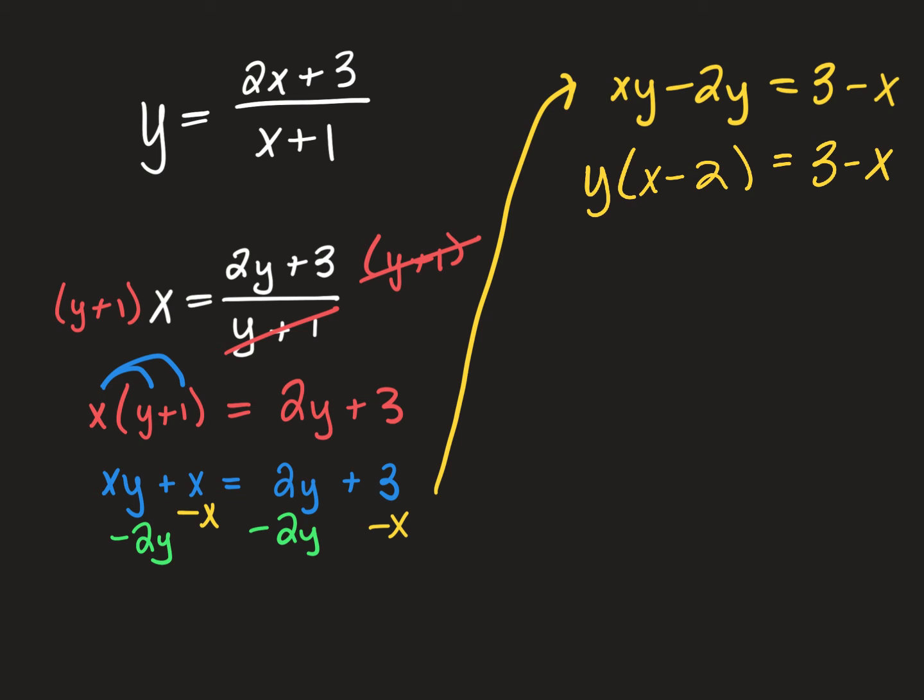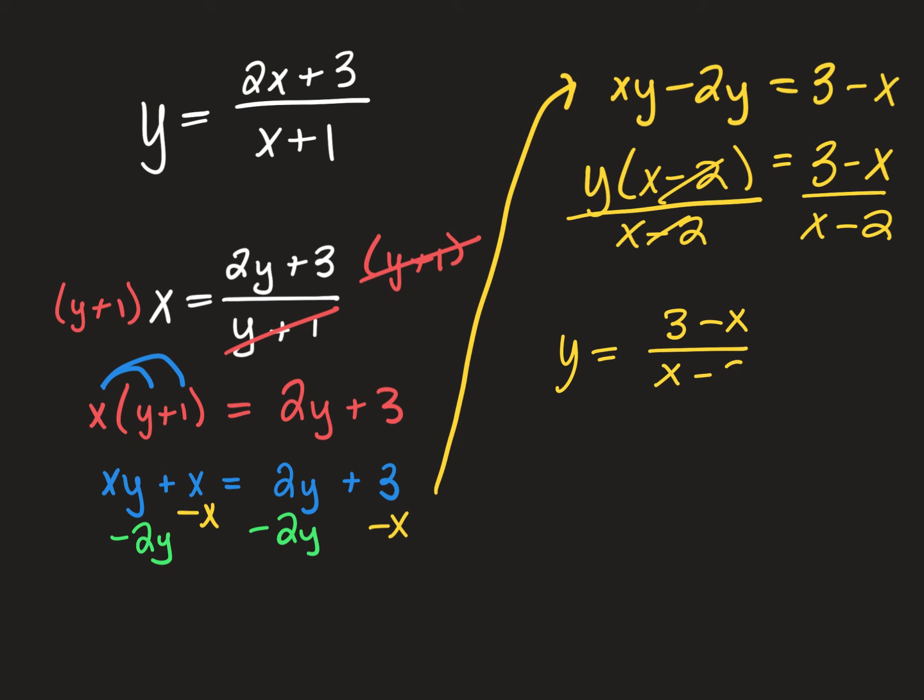All right, then you divide by x minus 2 to get y by itself. So then y equals 3 minus x over x minus 2.